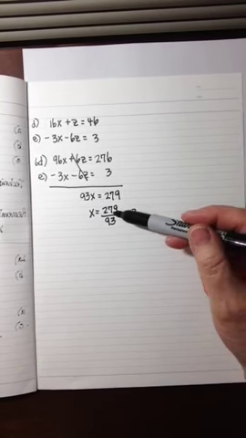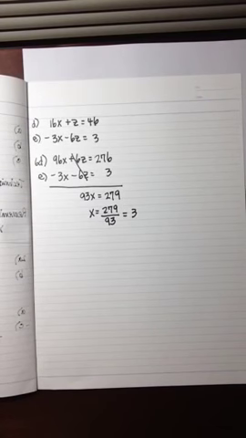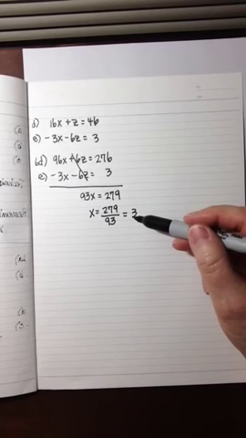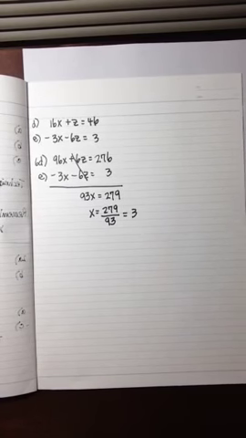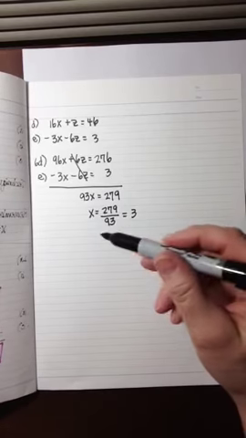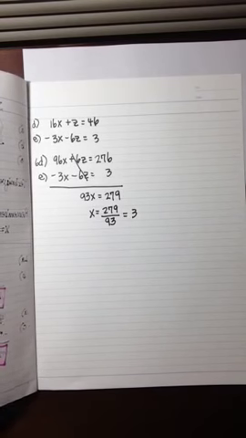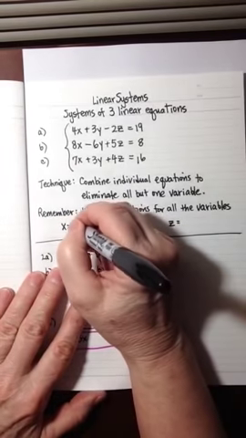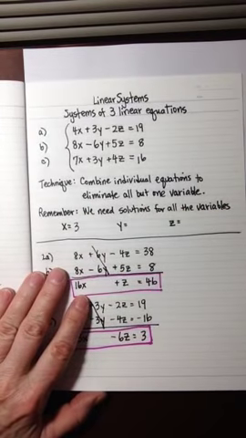If I'm your teacher, I will accept this as the answer, but the best answer is always to reduce your fraction to the lowest possible terms and just have a go. See if 93 goes into 279 before you report it in that way. It's much cleaner to know that x equals 3. So we have our first value, x equals 3.